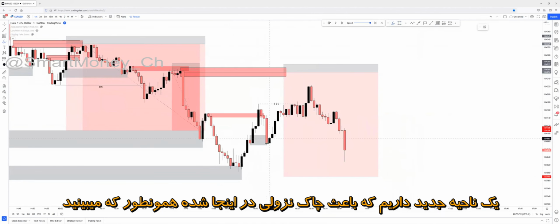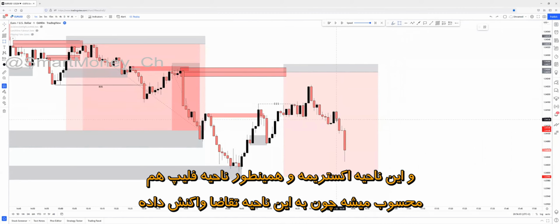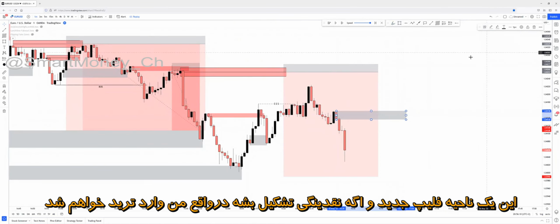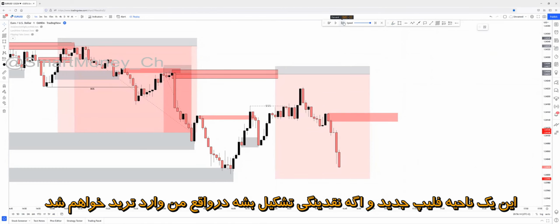As you can see, the change of character has happened here. We have a new zone that has caused the change of character, and the extreme zone will be this one. Even this is a flip zone too, because it has reacted on this demand zone. This is a new flip zone. And with the liquidity creation, I will actually enter on this zone.